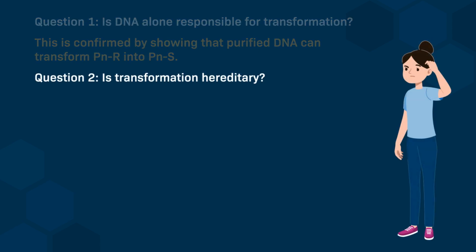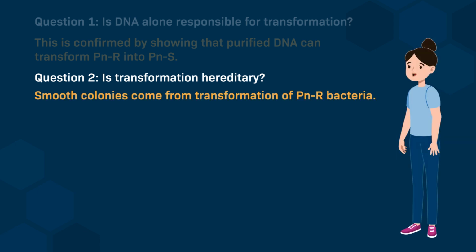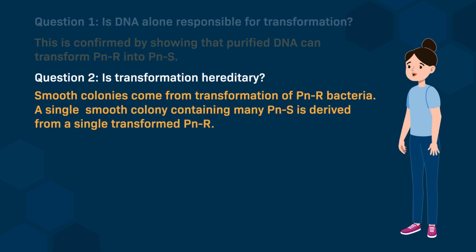The second question addressed whether the transformation is hereditary. To determine this, they considered whether transformation is the process by which PNR bacteria are converted into pathogenic smooth colonies. Since all the bacteria in a smooth colony originate from a single transformed PNR bacterium, could this transformed phenotype be passed on to all subsequent generations? The answer is yes, otherwise a smooth colony could not form. The transformed phenotype is indeed hereditary, as it is passed on to all generations of bacteria within a single smooth colony.